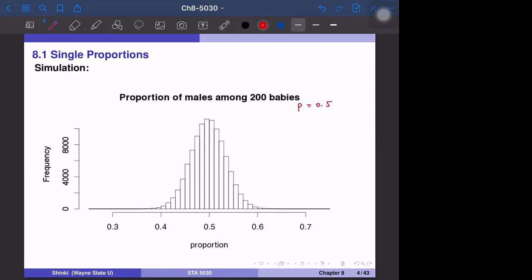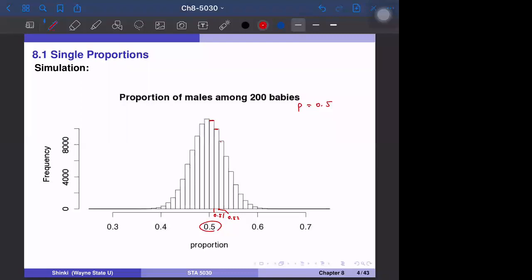Since the true probability of a male baby for each observation is 50%, on average we have 50% male. And you can see that there are 10 bins. I think I have generated this probably 100,000 times. Out of the 100,000 times, maybe 10,000 times we will get a p hat proportion of male between 50% and 51%, and with a little smaller probability between 0.51 and 0.52, and so on.